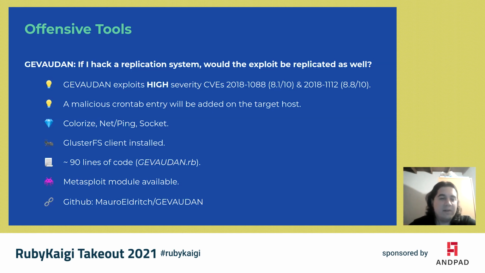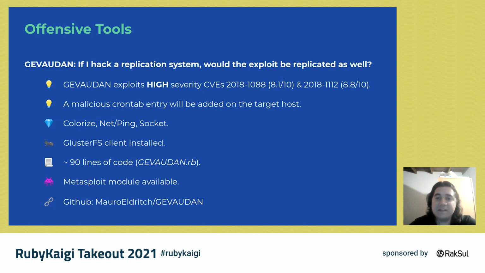You will need really basic knowledge of things and really basic gems like colorize, netping, and socket. And it's a sort of small exploit of 90 lines of code. In case you want to use a Metasploit module, it is available too. And in case you don't know what Metasploit is, it's an offensive security framework entirely written in Ruby. So it's worth taking a look.